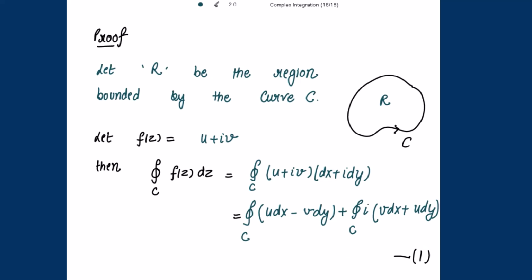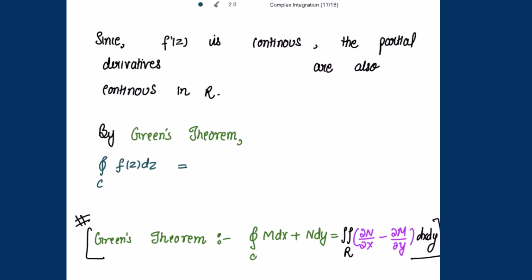Now it is given to us that f'(z) is continuous in this region, right? So the partial derivatives are also continuous in this region. So now I'm going to apply Green's theorem over here. Since f'(z) is continuous, the partial derivatives ∂u/∂x, ∂u/∂y, ∂v/∂x and ∂v/∂y are also continuous in R.